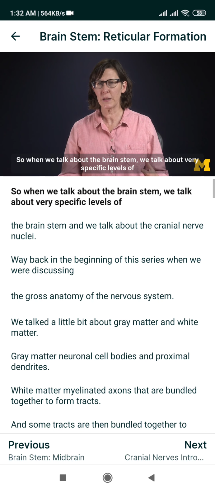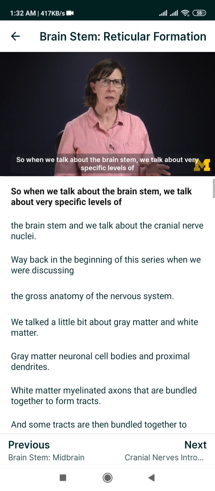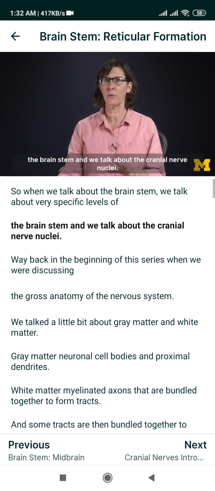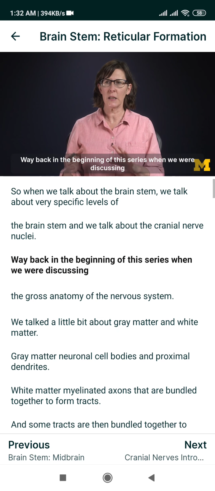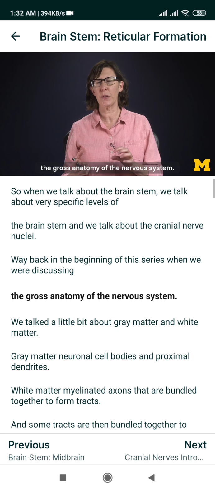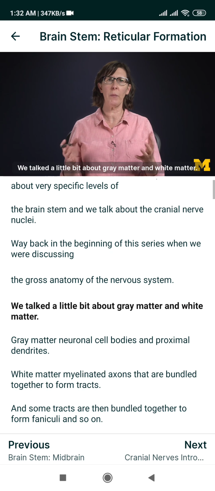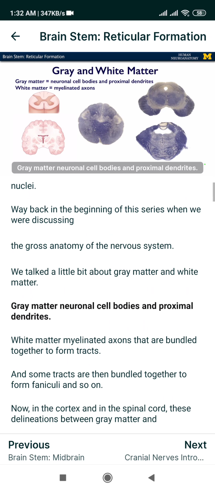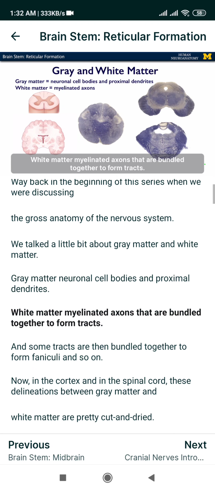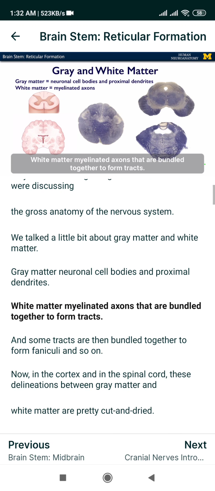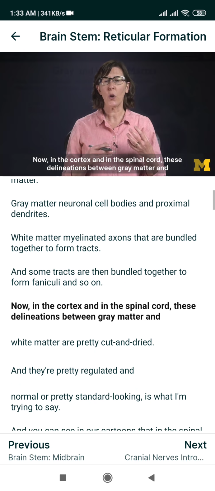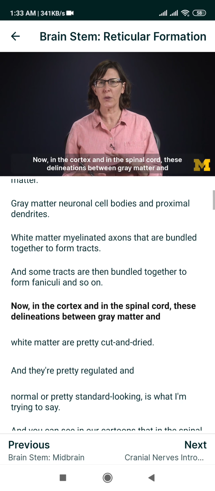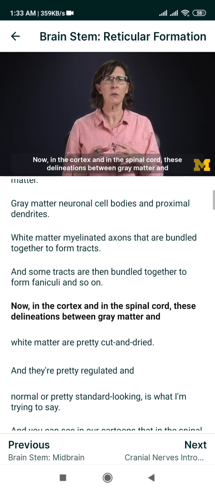So when we talk about the brainstem, and we talk about very specific levels of the brainstem, and we talk about the cranial nerve nuclei, way back in the beginning of this series when we were discussing the gross anatomy of the nervous system, we talked a little bit about gray matter and white matter. Gray matter, neuronal cell bodies and proximal dendrites. White matter, myelinated axons that are bundled together to form tracts, and some tracts are then bundled together to form funiculi, and so on.